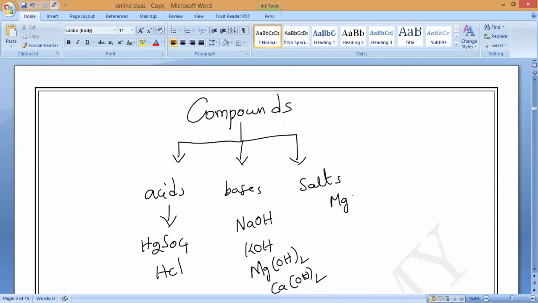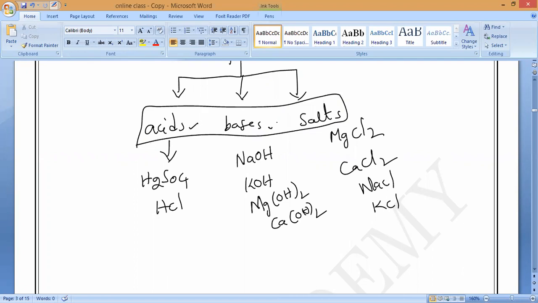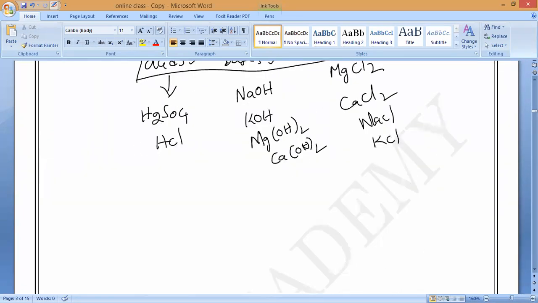For salts, you can take magnesium chloride, calcium chloride, sodium chloride, potassium chloride. These are examples of acids, bases, and salts. So, based upon their chemical properties, all the compounds are classified into three categories: one is acids, next is bases, and next is salts. Clear? Any doubt? Anybody, ask me. Is it okay? All of you? Yes or no? Yes, sir.